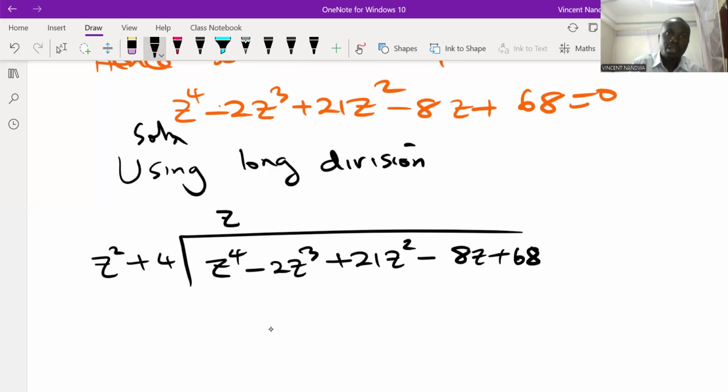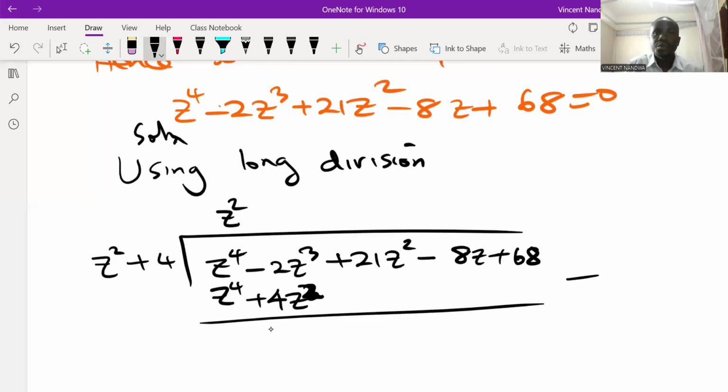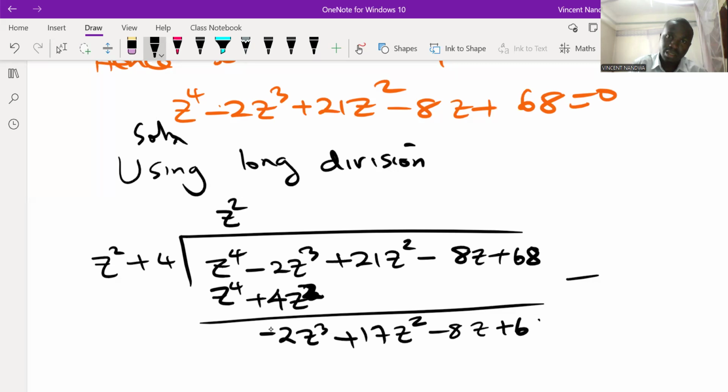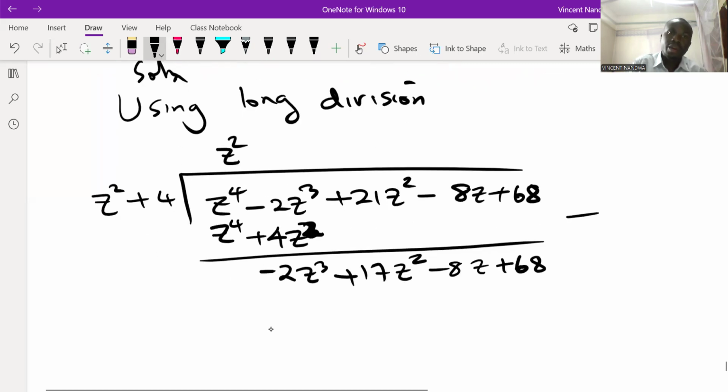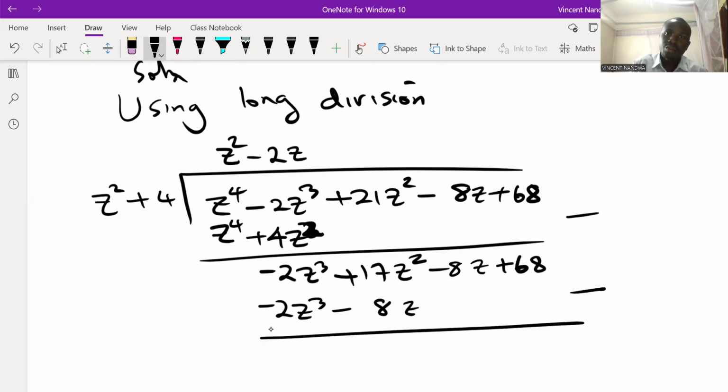So z squared, you need to multiply by z squared to get z power 4. And then this will be plus 4z power 2. Then you subtract. So we'll have minus 2z power 3, 21z squared minus 4z squared will give us plus 17z squared, and then minus 8z, then plus 68. Then you need to multiply this by minus 2z to get minus 2z power 3, then minus 8z, and then you subtract, you'll have 17z squared, minus 8z minus minus 8z will give us 0, and then plus 68.